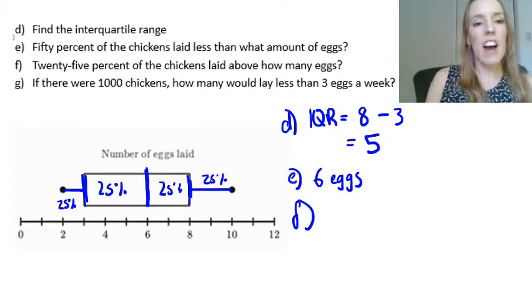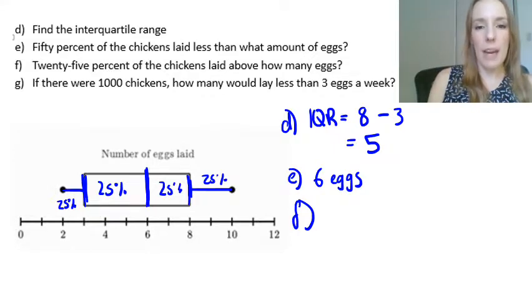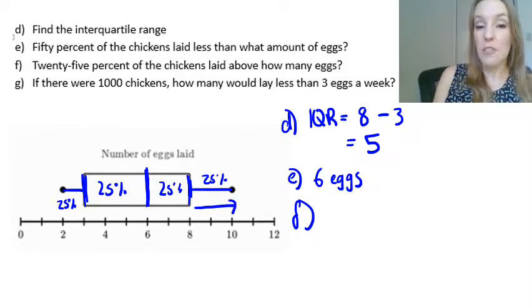F, 25% of chickens laid above how many eggs? That's a really weirdly worded question. I think it's meaning what is our top 25% number, maybe? So 25% of chickens laid 8 or more eggs?